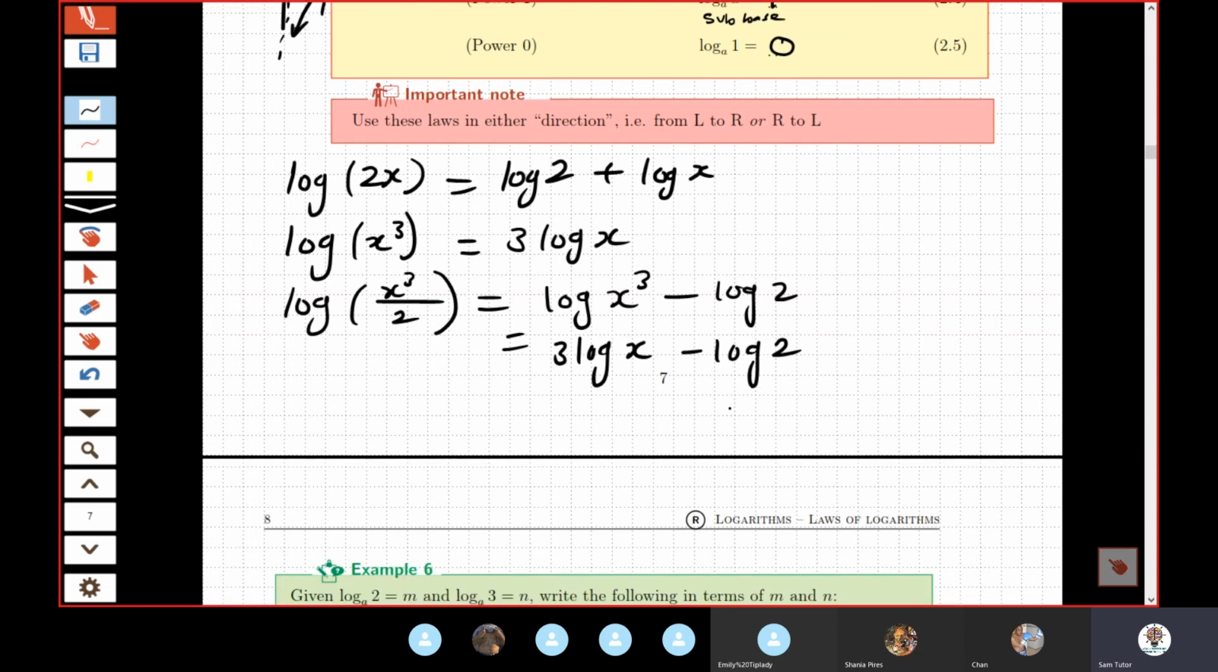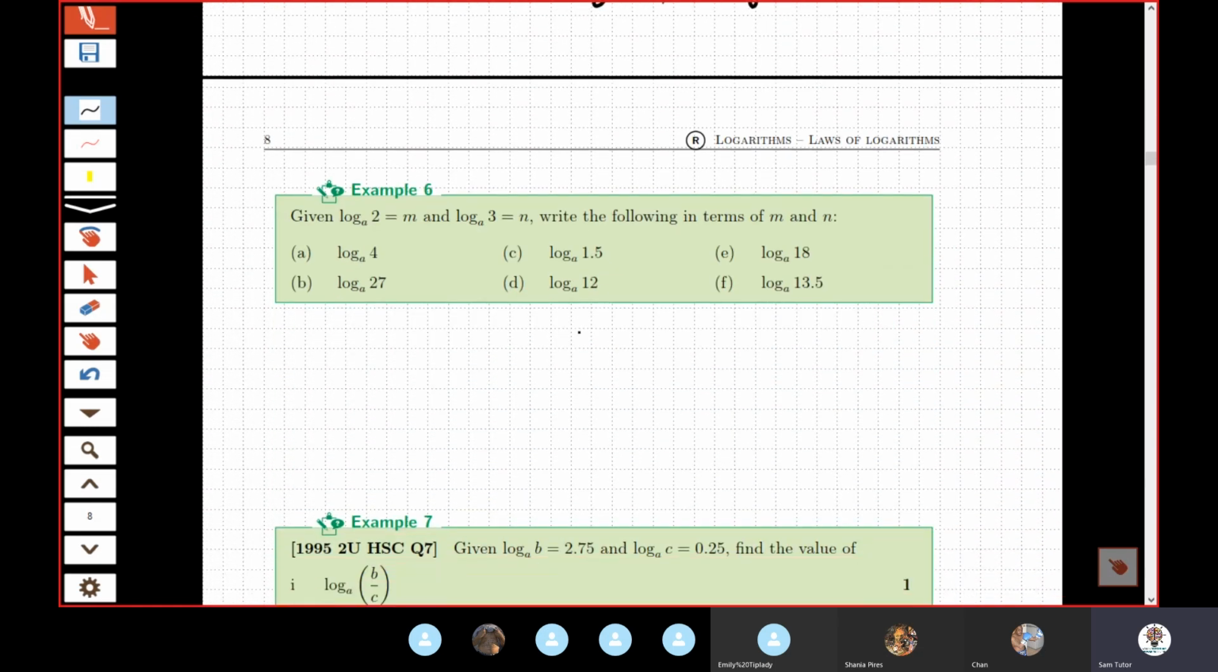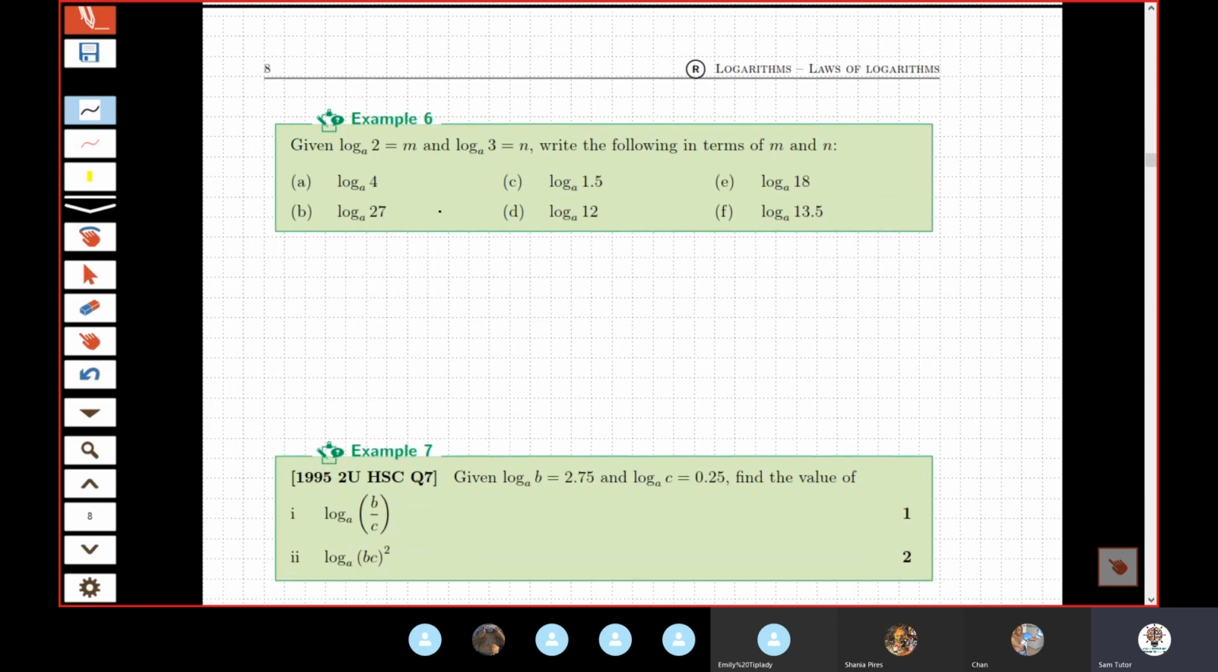All right, let's see this applied. Given log 2 equals m and log 3 equals n, write the following in terms of m and n. Now, you can probably see there's little a's there. But because they're all a's, they're all the same sub-bases, I can tell you for now, you can ignore them. They're not going to be an issue to you.